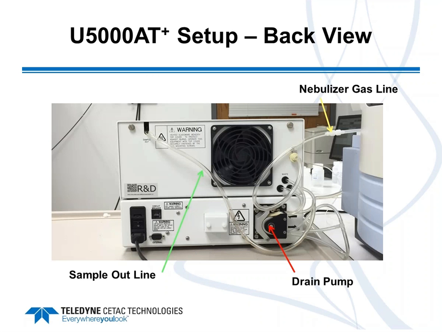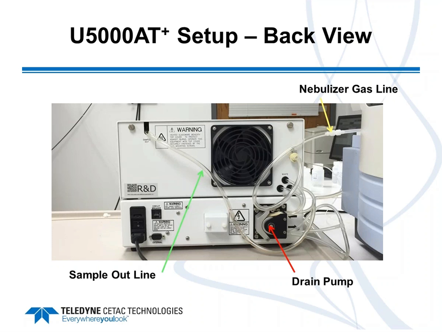Here is a back view of the ultrasonic nebulizer, which shows a little bit more detail of the two lines. You see the sample outline that's coming out the back of the unit that attaches to the ICP torch, and there again is the nebulizer gas line. One thing that I will point out is there is a fitting that snaps into the back of the ultrasonic nebulizer, and of course that carries the gas from the host ICP-AES.